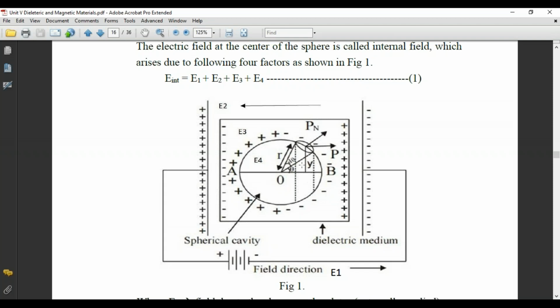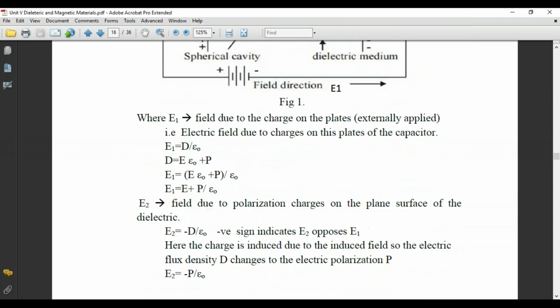dipole charge. The spherical cavity radius is always more than the radius of the atom, so that more number of atoms, more number of dipoles, can be occupied inside the spherical cavity. This is as shown in the figure.